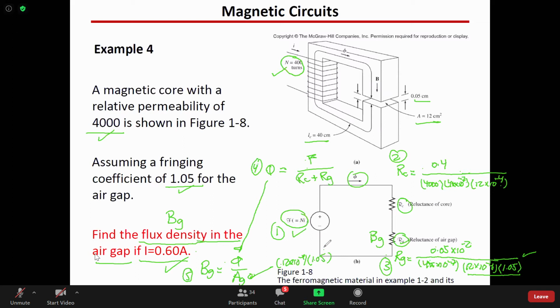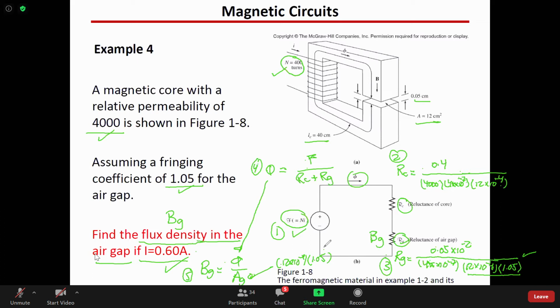That's it. This is the solution here. 1, we find F. 2, we find the reluctance for the core. 3, we find the reluctance for the air gap. 4, we find the flux. 5, we find the density at the air gap. So any question regarding this?